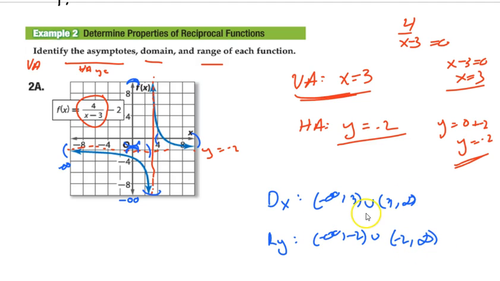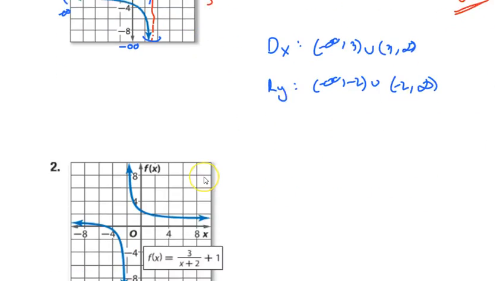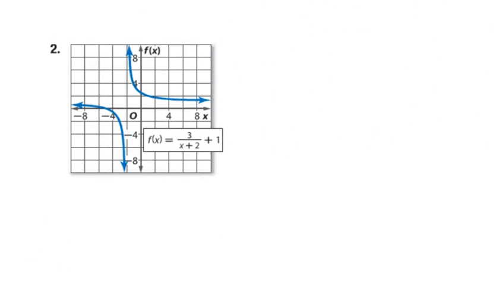That's the domain and range of that one. Let's do another one real quick now that we understand it. On this one, let's do the vertical asymptote. Again, there are two ways to do it. If you have the graph, you just look at this and set it equal to 0. So x plus 2 equals 0, because you can't divide by 0. You solve it, x equals negative 2.